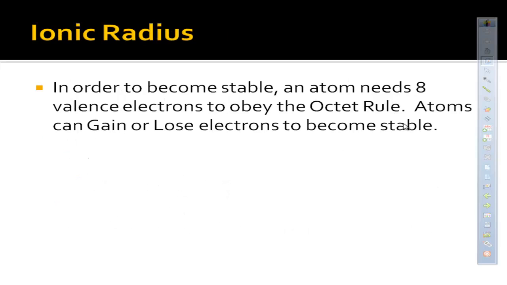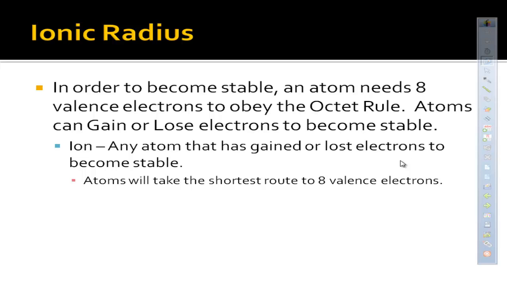If we look at ionic radius, the majority of the elements on the periodic table are not stable. The only ones that are stable are group 18, or your noble gases. In order to become stable, an atom needs 8 valence electrons to obey that octet rule. Atoms can either gain or lose electrons to become stable. And when they gain or lose electrons to become stable, that's going to be an ion, which is just going to be any atom that has gained or lost electrons to become stable.